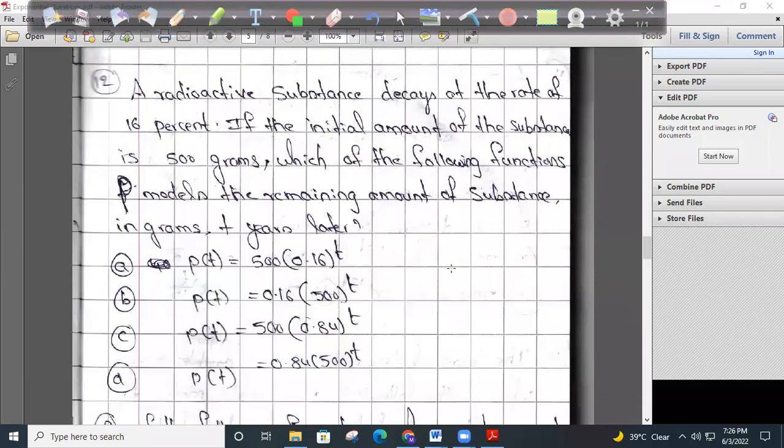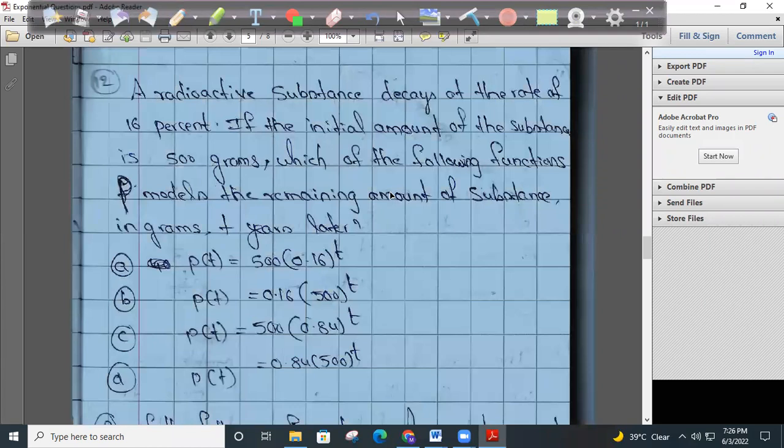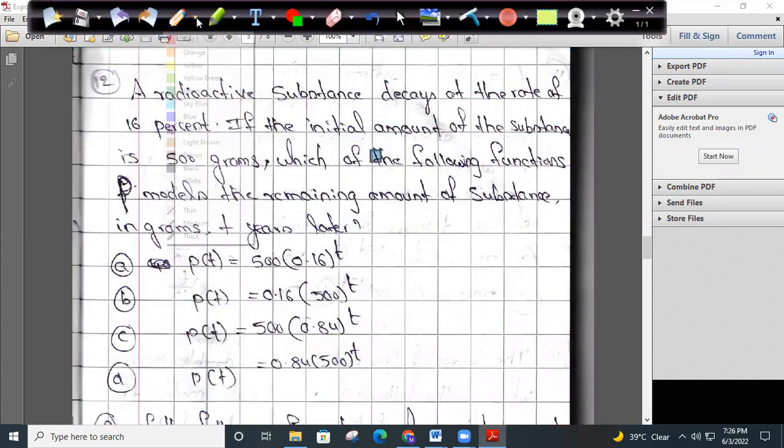Okay, yeah. A radioactive substance decays at the rate of 16%. If the initial amount of the substance is 500 grams, which of the following functions P models the remaining amount of the substance in grams T years later? Okay. So what they have mentioned here is T and the remaining amount R of T. When T equals 0, what is the initial amount?